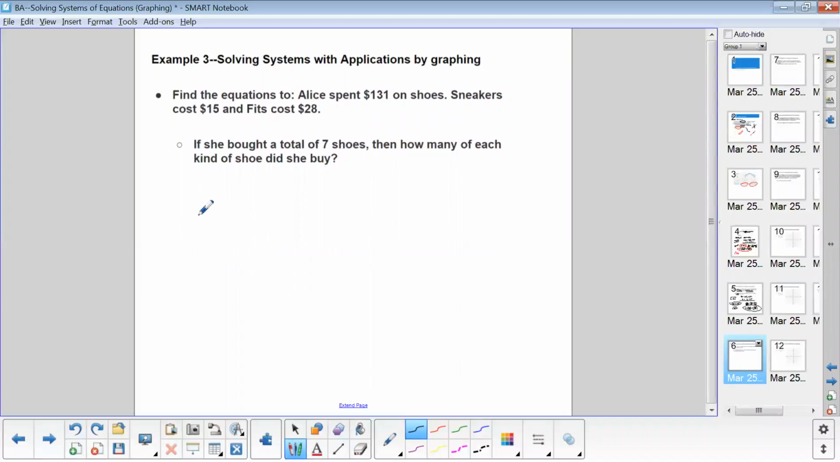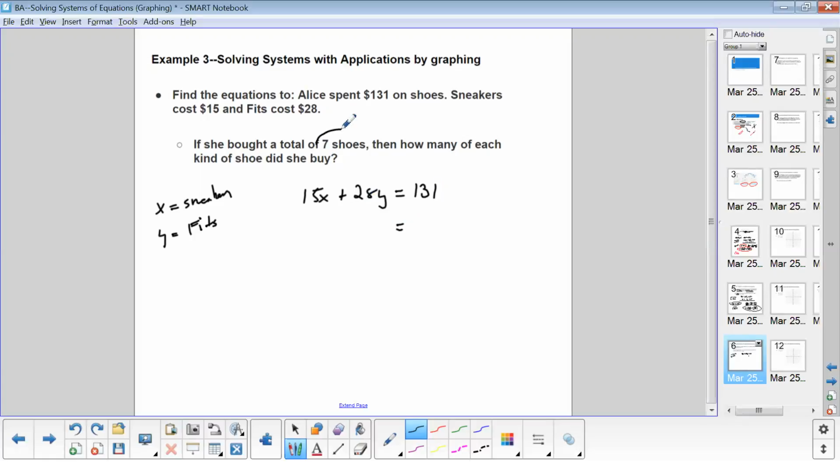Here we're going to write the equations for Alice and how much she spent on shoes. X will say are the sneakers, and Y would be the fits. So to write that equation, first one will say she spent 131 on shoes, sneakers cost 15, fits cost 28. So we would say 15x plus 28y is equal to 131.